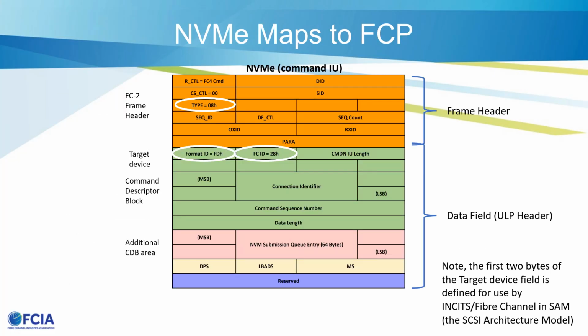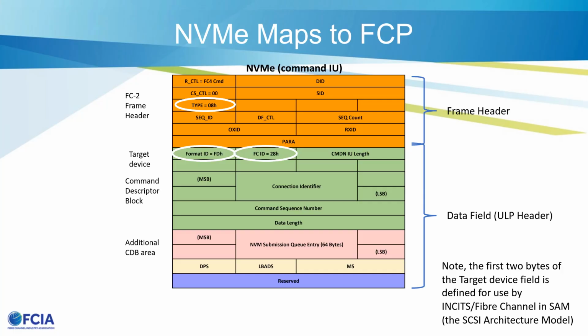As we take a look at how NVMe maps, what we see here is exactly what we saw in SCSI, that the type field is set to 8. Again, this triggers the HBA hardware to say, okay, I can use my FastPath engine. And then we look at the target device space, and what we see first is a new byte that's now referred to as the format ID field. And this one is 0xFD. And again, the SCSI architecture model was expanded, and they allocated 0xFD for use by Fibre Channel.